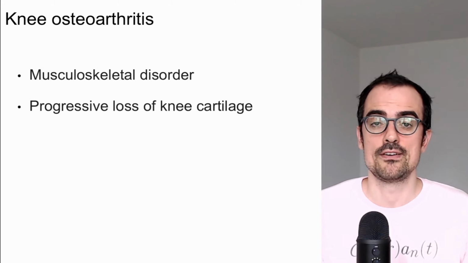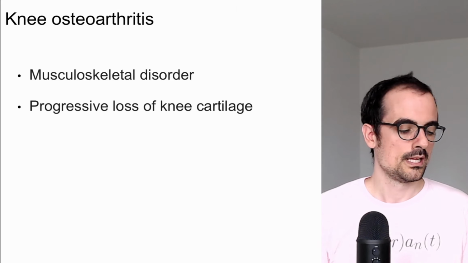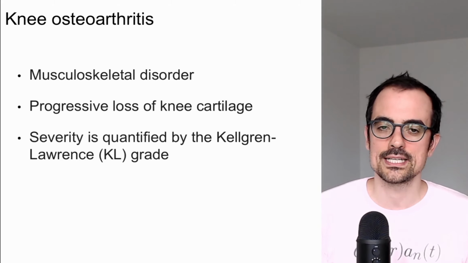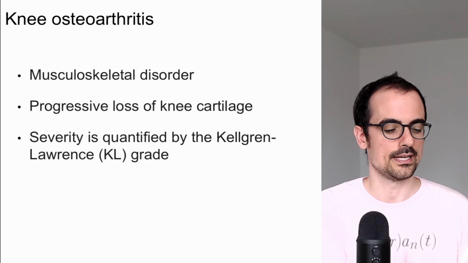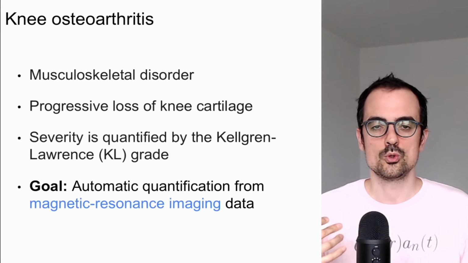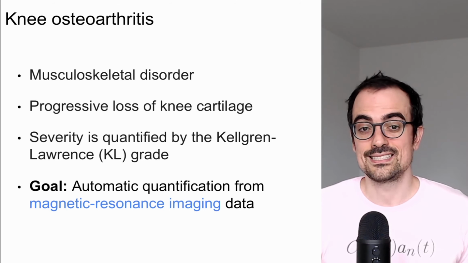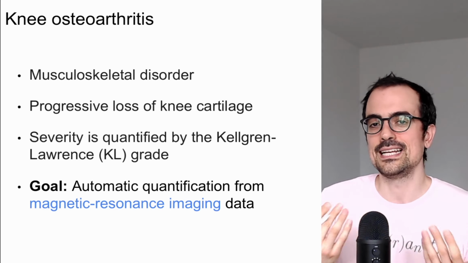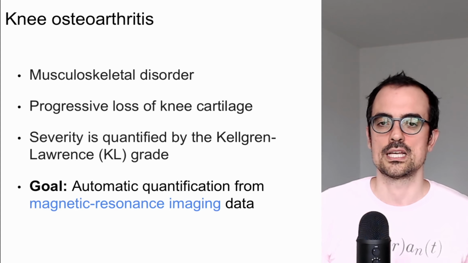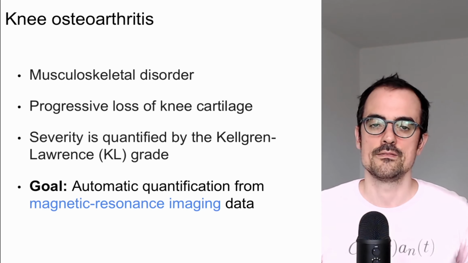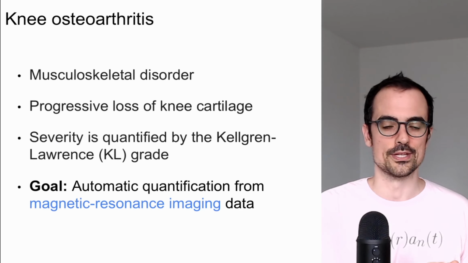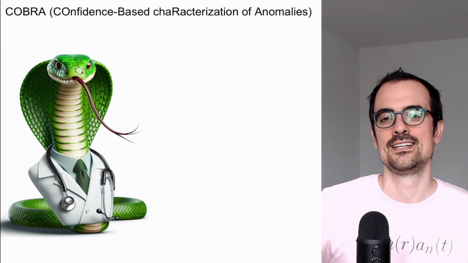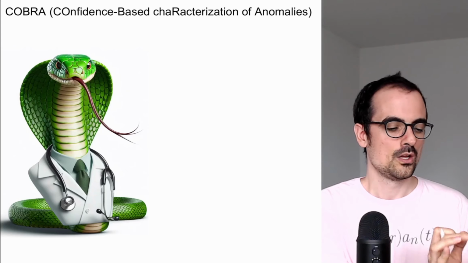And it's characterized by progressive loss of knee cartilage. The severity is quantified by the Kellgren-Lawrence grade, which indicates to what extent the knee is damaged by the knee osteoarthritis. Our goal is to automatically quantify to what extent a knee is damaged from a magnetic resonance imaging scan. So a data modality that is completely different to the two data modalities that we had before, which were wearable sensor data and video data. So let's see how we can do this. We again apply our COBRA framework, our confidence-based characterization of anomalies framework, where we have the two steps.